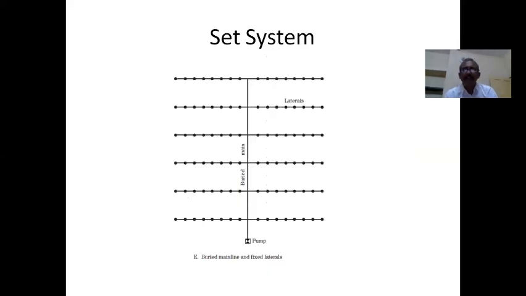And lastly, the set system. See here, all mains are buried, and all laterals are fixed in place. It doesn't mean that all these laterals would be operated simultaneously, but one will not move a lateral after irrigation is done. All laterals and sprinklers are fixed, and according to your pump capacity, either one or two or three or four or all can be operated. So this is a very costly system, and this is called the set system.